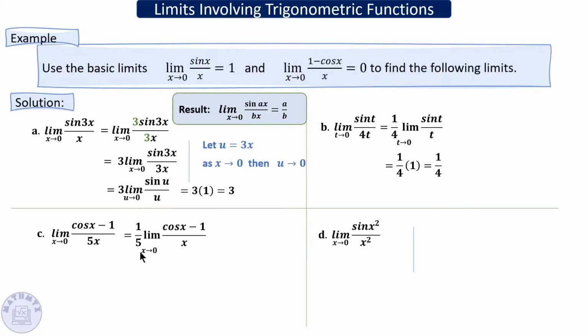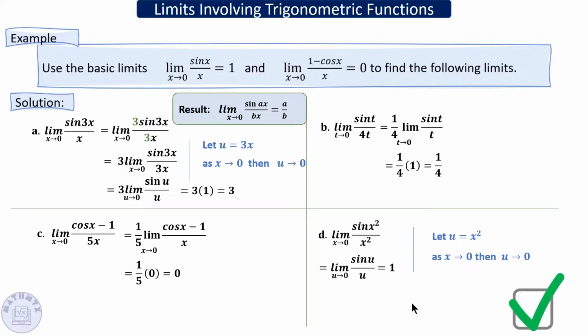And with the next one, you have 1 over 5 times cosine of x minus 1 over x. We took the 5 outside in order to use the limit here. If you take negative 1 as a common factor, this will be 0. So negative 0 is the same as 0, and this will all be 0. Last question, we will assume u equals x squared, and then as x approaches 0, u will approach 0, and this will be 1.